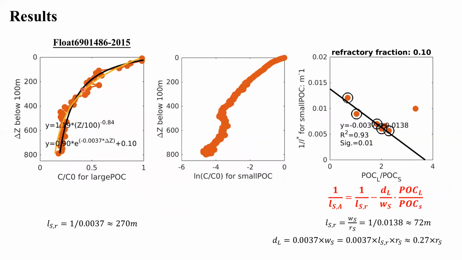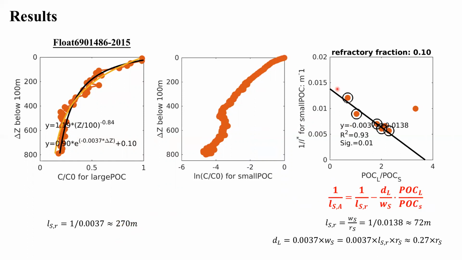So this figure shows the vertical distributions of the large POC and the fitted line. The yellow line represents this exponential equation. Based on this exponential equation, we know that the refractory part accounts for about 10% of the large POC, and the attenuation length of the nearby large POC is about 270 meters. These 2 figures show the vertical distributions of the small POC and the relationship between their attenuation length with the ratio between 2 POC classes.